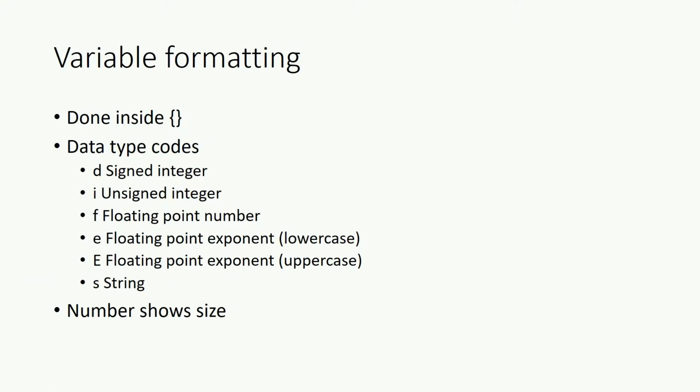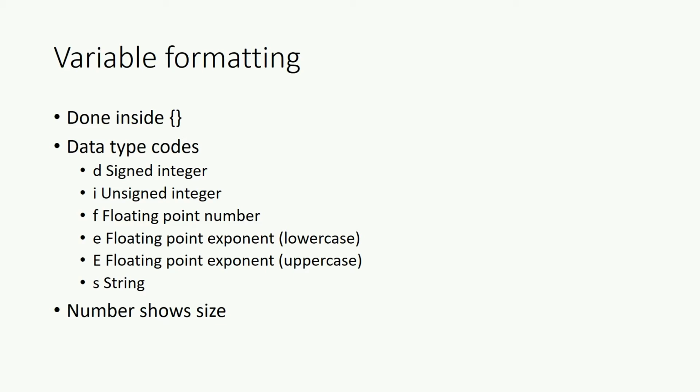Now, there's other formatting we can do, and when we're working with variables, we have that ability to put variables inside the curly braces and insert those. Now, in order to format those variables, we can use some codes. D is for a signed integer, I for an unsigned. A signed integer has positive and negative values. F for floating point numbers. If we want floating point numbers with exponents, you can use E. The difference between the lower and uppercase E is that the E that it shows for the exponent will be either upper or lower. And an S for string.